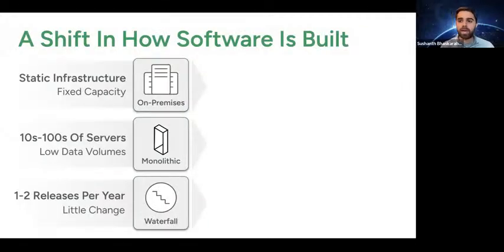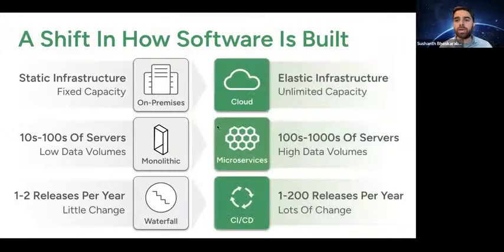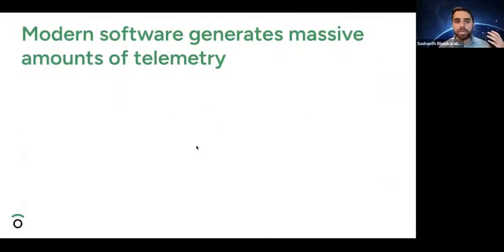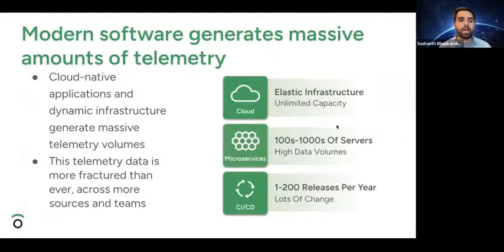I think it's helpful to step back for a minute and talk about how software is built nowadays. Back in the old days, software was built on static infrastructure with lower data volumes, and a lower number of changes per month or year. Whereas nowadays, most software is built on the cloud. A lot of software is built on a microservice architecture, and there's a higher rate of changes per year through continuous integration and deployment. What this results in is a lot more changes to track and a lot more data. We know that modern software generates massive amounts of telemetry. Cloud native apps and dynamic infrastructure are only increasing this trend.